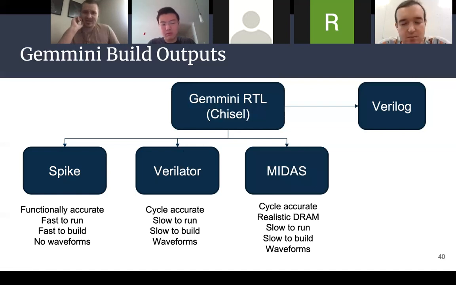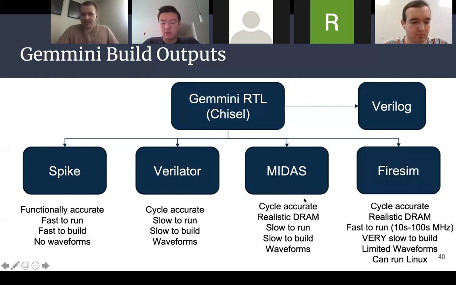They are not realistic. They're assuming that any access will take just one cycle, if I remember correctly, or a fixed small number at least. So there's a wrapper around it called Midas, which wraps this Verilator simulation with a more realistic DRAM model. So this is slower to build, maybe a little bit slower to run, but you get a more realistic DRAM model out of it.